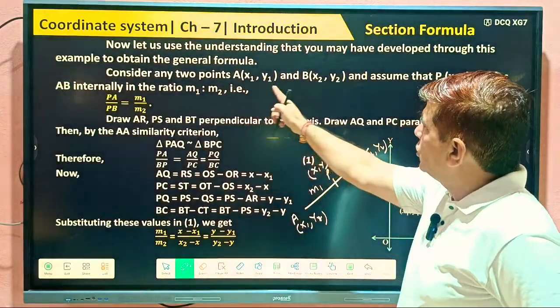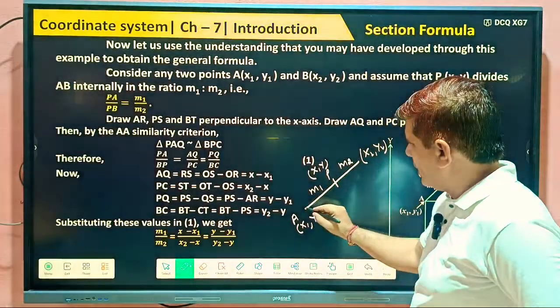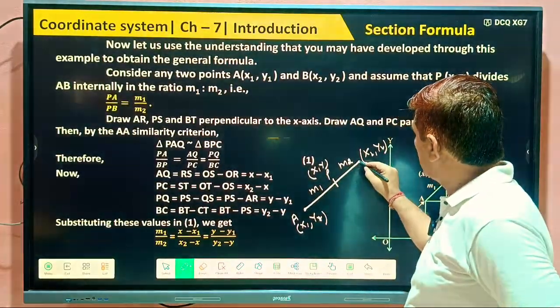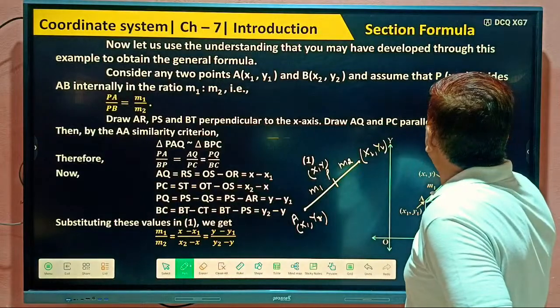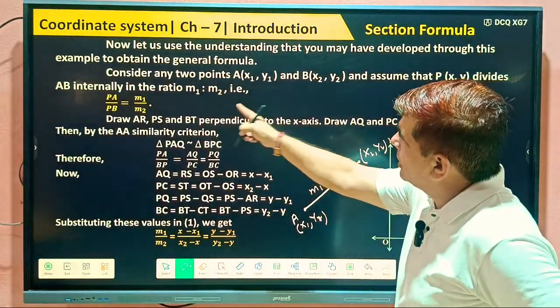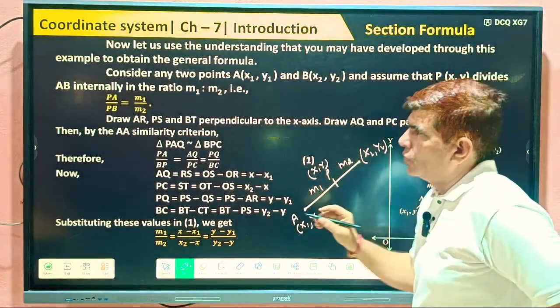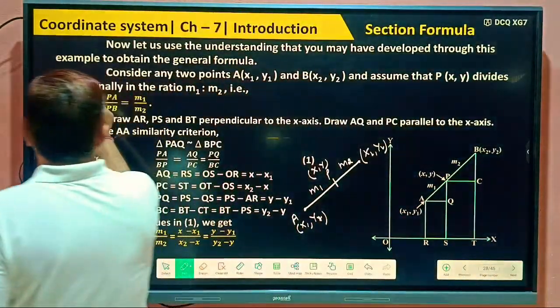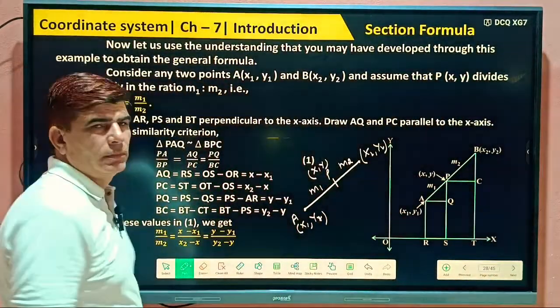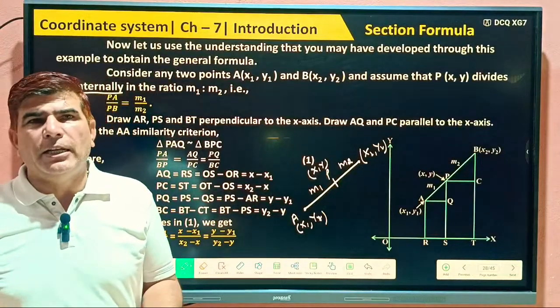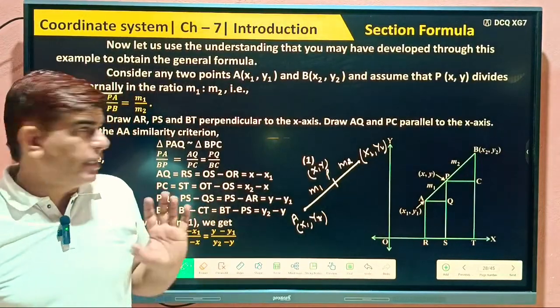Understood? Consider any two points A and B. We have taken point A here and point B here, and assume that point P(x, y) divides AB internally in the ratio m1 to m2. So here one word is coming, internally, and the other is externally. Externally is not in our syllabus; internally is given.